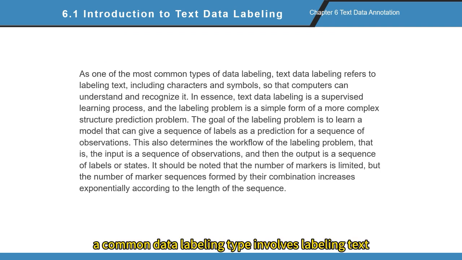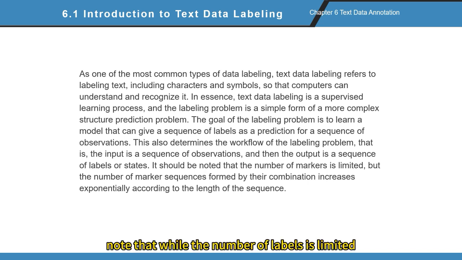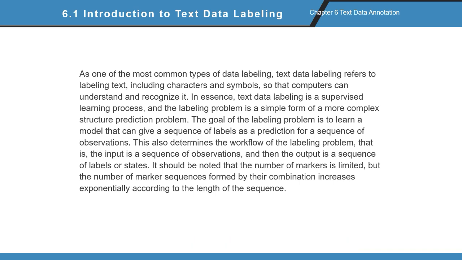Text data labeling, a common data labeling type, involves labeling text, including characters and symbols, to enable computer understanding and recognition. Essentially, it's a supervised learning process and a simplified form of complex structure prediction. The aim is to learn a model predicting label sequences from observation sequences. The input is an observation sequence, and the output is a label or state sequence. Note that while the number of labels is limited, the number of label sequences grows exponentially with the sequence length.